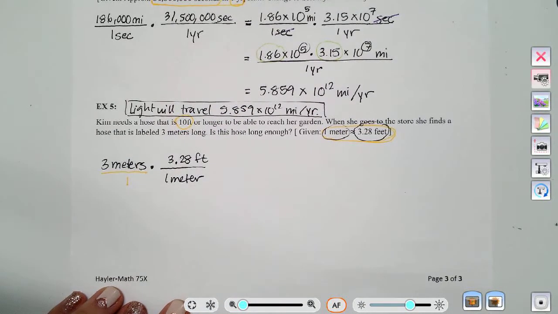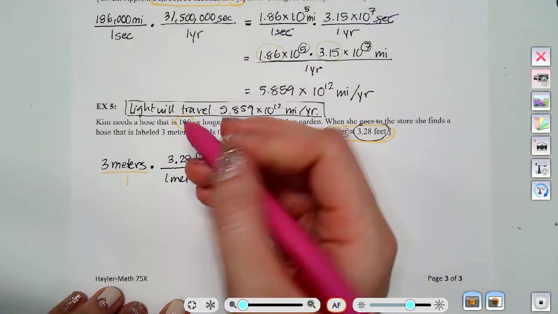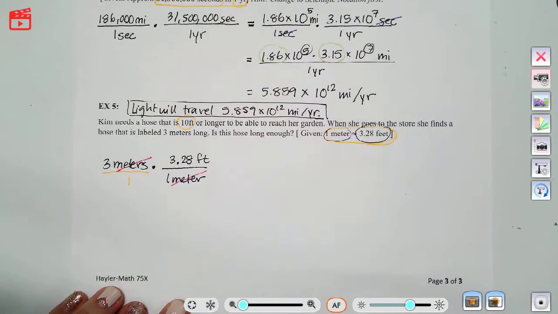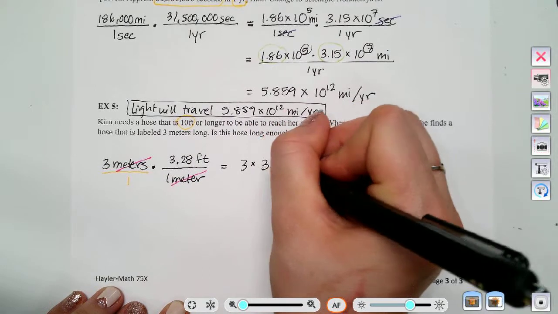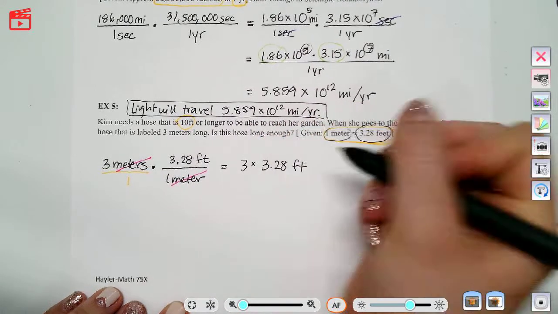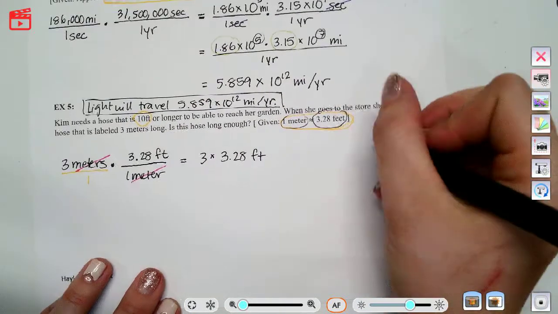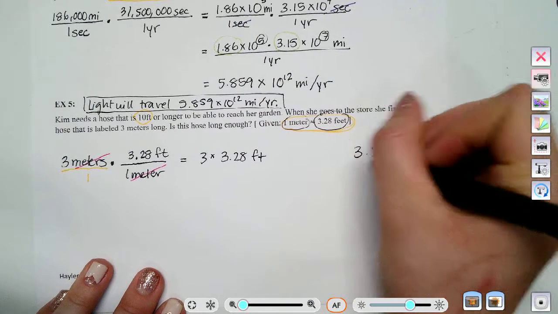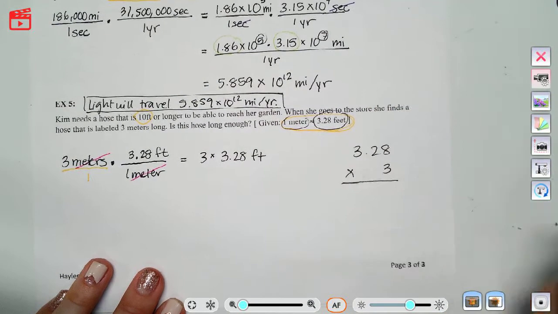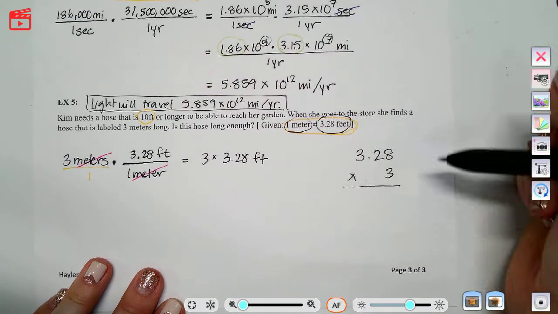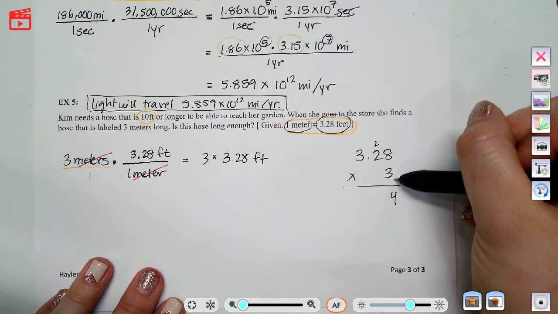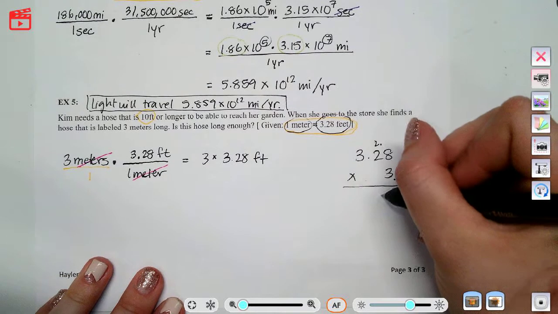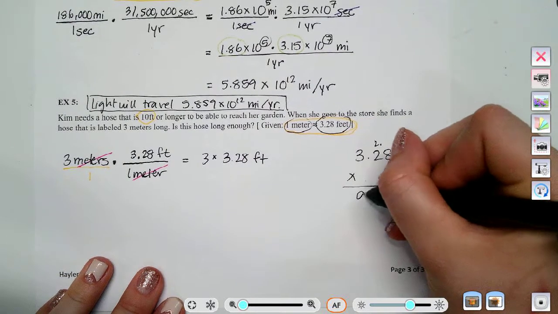Okay, so we can go ahead and multiply that. The meters will cancel each other. And we're left with 3 times 3.28 feet. All right, let's do that multiplication. 3.28 times 3. Well, 8 times 3 is 24. 2 times 3 is 6. 7, 8. 3 times 3 is 9.